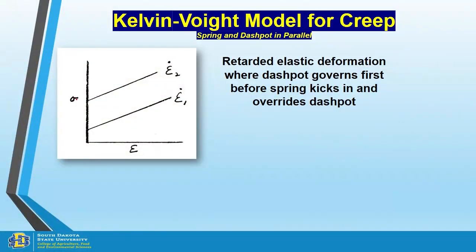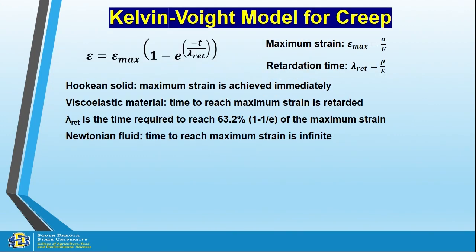So you have a stress over strain. Each one has its own strain rate here. So retarded elastic deformation, where the dashpot governs first before the spring kicks in, is a typical nature you will get when you have the spring and dashpot in parallel. So how do we model this? It's a Hookean solid. The maximum strain is achieved immediately in this case.